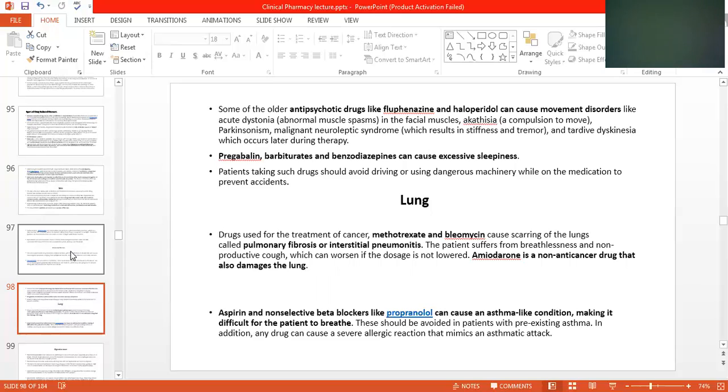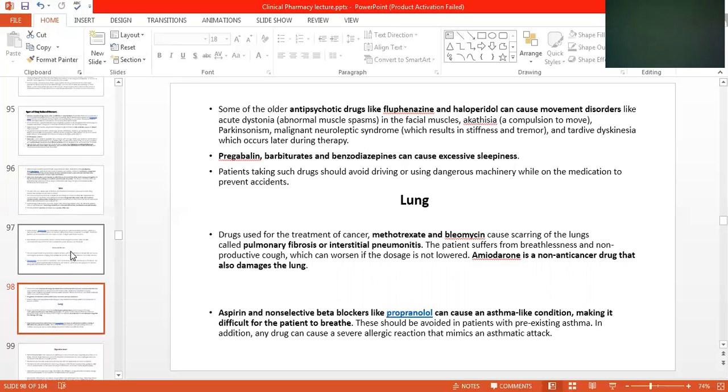Pregabalin, barbiturates, and benzodiazepines, which are antipsychotic, can cause excessive sleepiness. Patients taking such drugs should avoid driving or using dangerous machinery while on the medication to prevent accidents. Then we'll see certain drugs which affect your lungs.